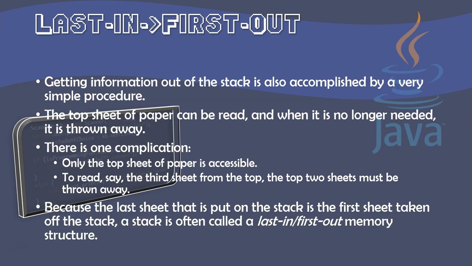And because the last sheet that was put on the stack will be the first sheet taken off, it's called a last in, first out structure. Think of it this way: it's just like if you were to pile things one on top of the other. To deconstruct that pile, you have to start at the top and pull down. You can't pull from the bottom. So whatever is the last one in is the first one out.